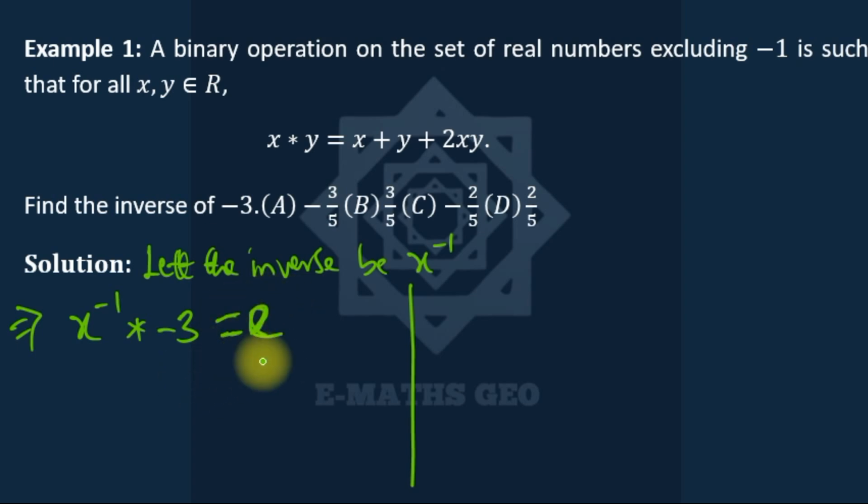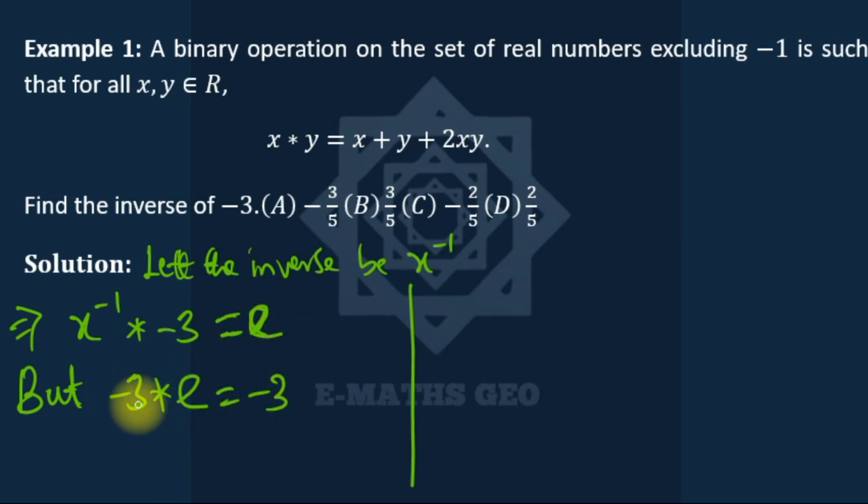So, but we don't know E. How do you get E? We now use the definition of identity element. An identity element is the element that, if minus 3 combines with E, it gives us minus 3. So we now use this to get our E. Once we found E, we substitute here.